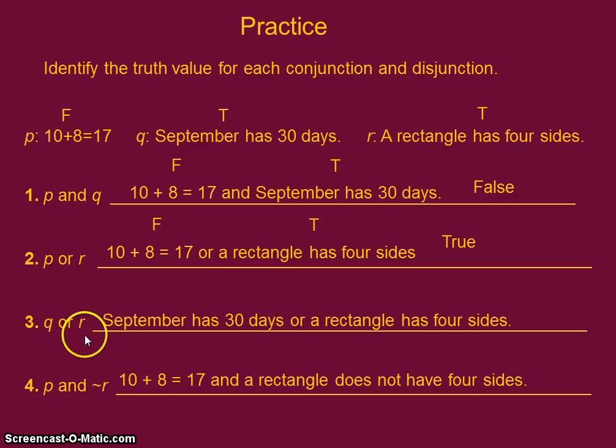Number 3, we have Q or R. Q is September has 30 days, or a rectangle has 4 sides. September has 30 days, true. A rectangle has 4 sides, also true. We only need one of them to be true, but they're both true, so the entire statement is true. Number 4, P and not R. P is 10 plus 8 equals 17, and a rectangle does not have 4 sides. 10 plus 8 equals 17, false. A rectangle does not have 4 sides, also false. Since both of these are false, and we need them both to be true, our entire statement is false.